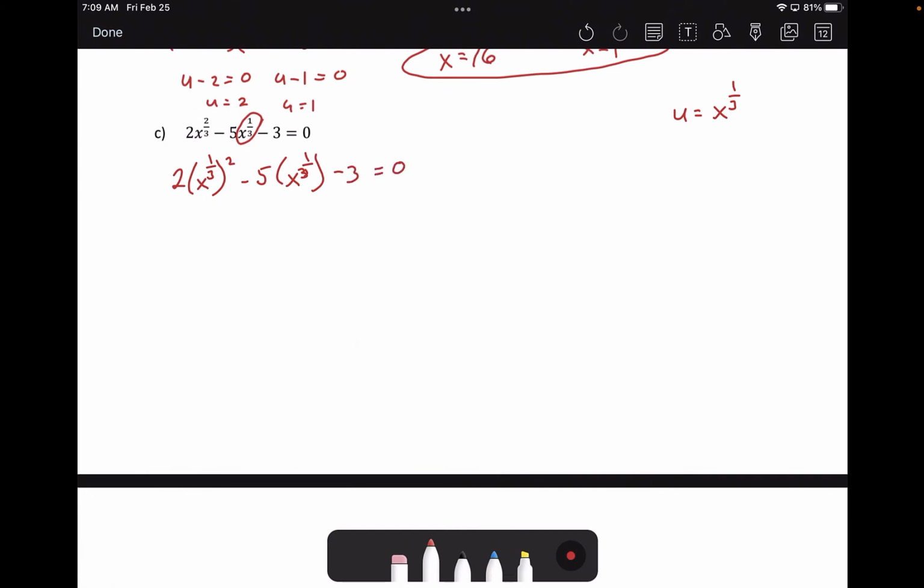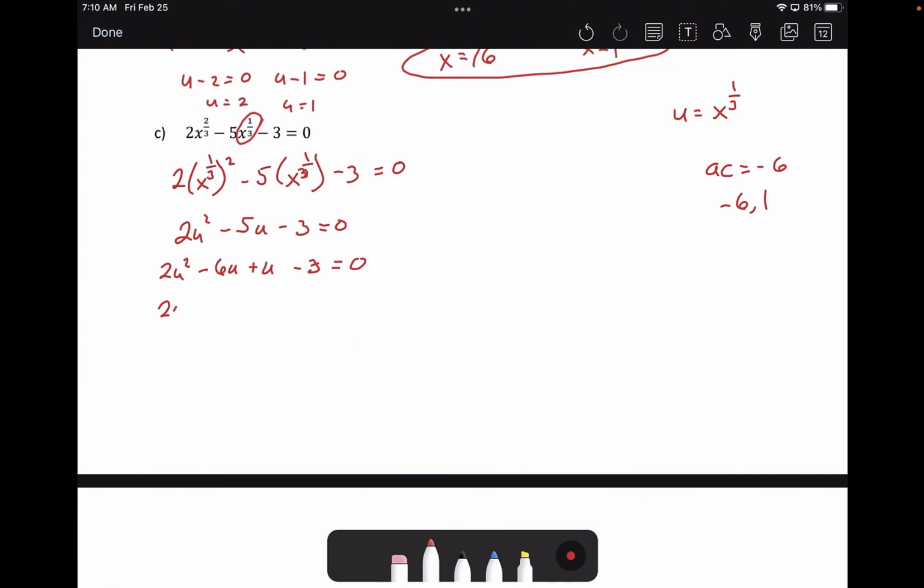Replace those x to the 1/3 with u's. 2u squared minus 5u minus 3 equals 0. Here we'll use the AC method. AC is -6. Two numbers whose product is -6 and sum is -5 will be -6 and 1. So rewriting that quadratic, we get 2u squared minus 6u plus u minus 3 equals 0.